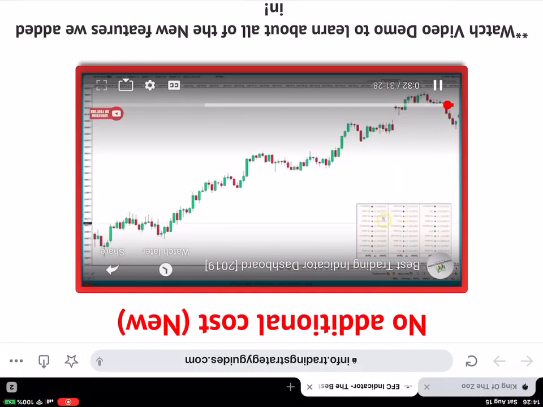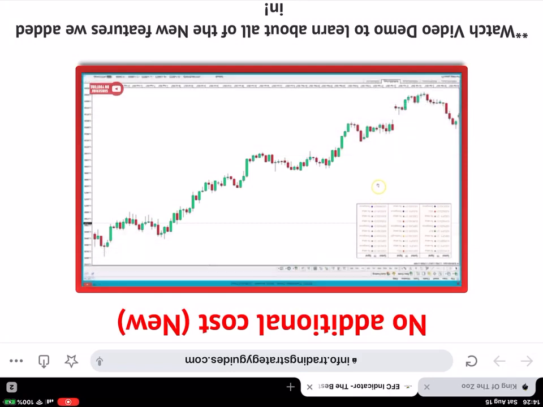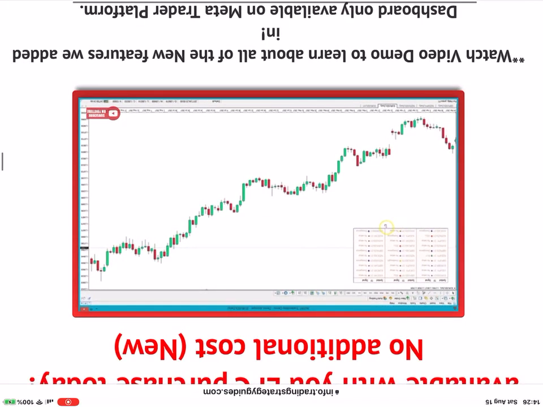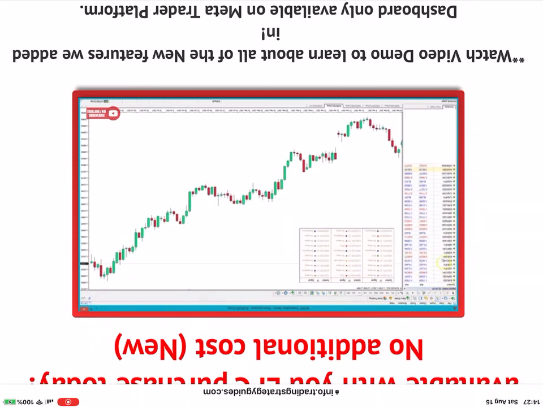This dashboard will look fairly similar for both those platforms. So this is the MT4 platform, and this is our newest EFC dashboard. This is the EFC dashboard 2.0, we're calling it. Basically what this does is it uses the EFC indicator, and then it gives you all of the pairs, basically everything you have in your market watch. You can see here your market watch, all these symbols that will be placed here on this dashboard.